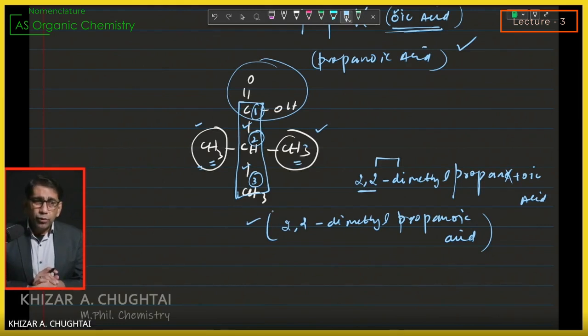So I think you would be able to give the name of alkene, halogenoalkane, alcohol, aldehyde, ketone, carboxylic acid, etc. Three more functional groups are left. One is ester, another is imine, and the last one is nitrile.